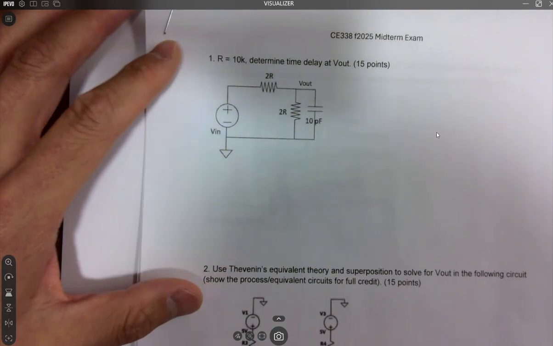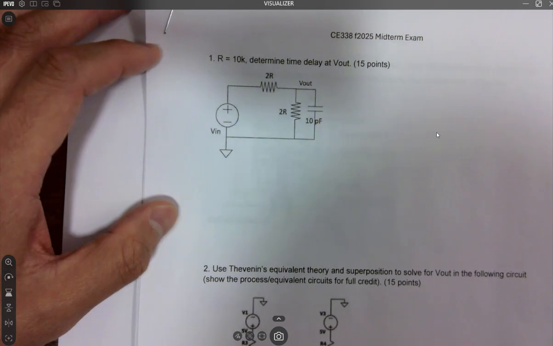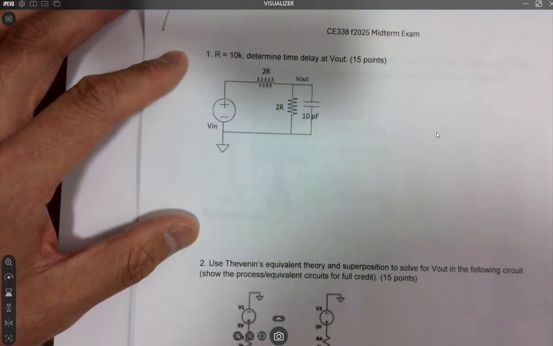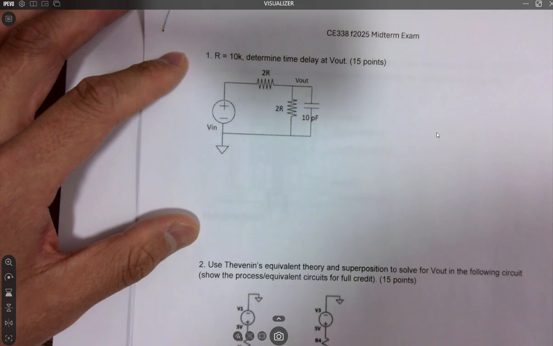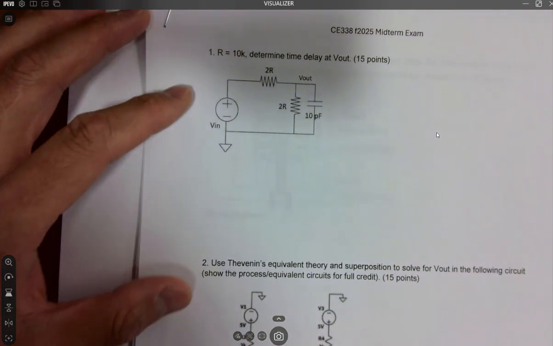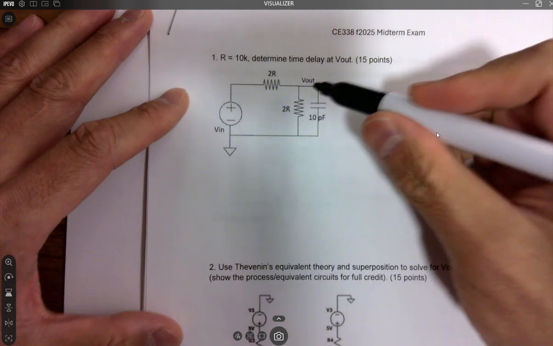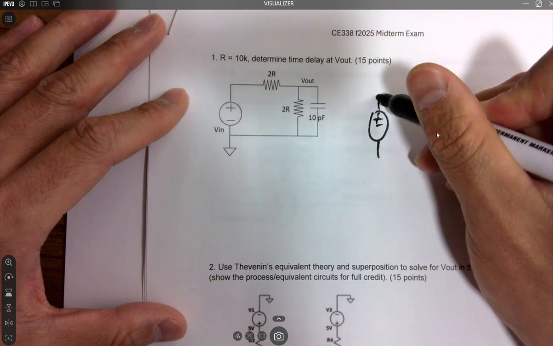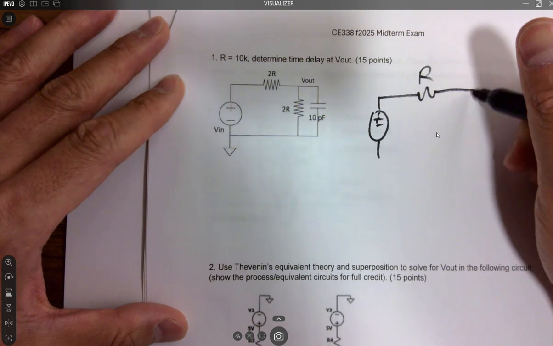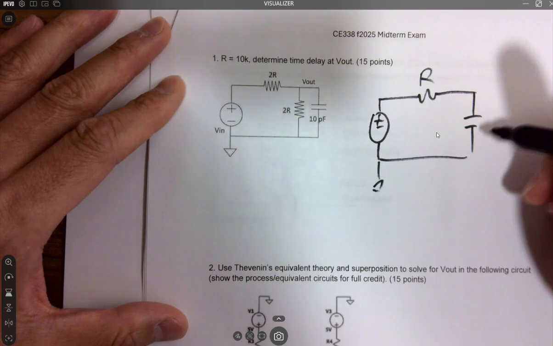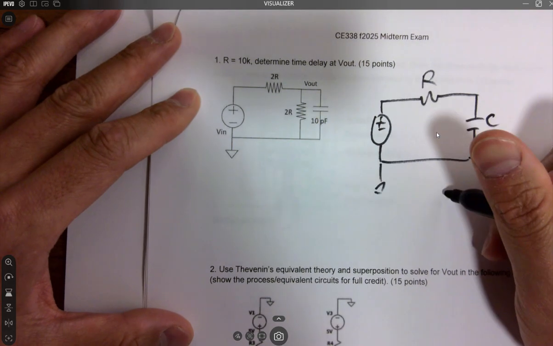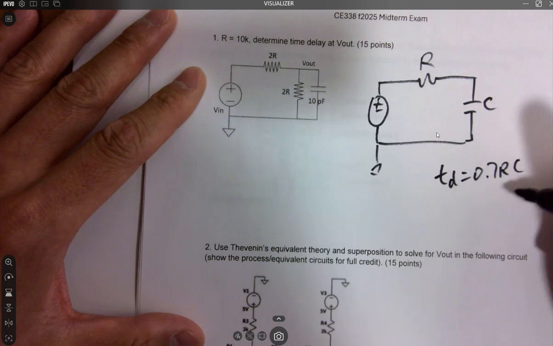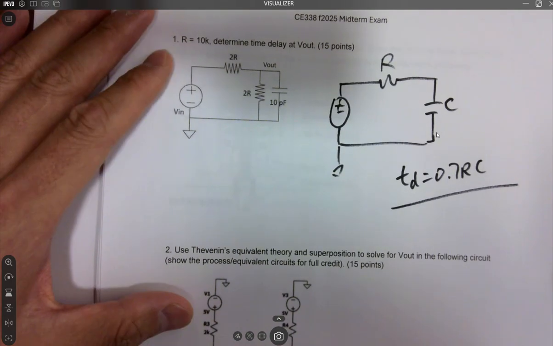All right, some feedback on the midterm exam. The first one, I don't think I see major issues on that, which means 80% of the guys got 100% for the first problem. A Thevenin's equivalent will give you a circuit like this, and only one R here, and then the cap. So it's a very simple RC circuit. So time delay is going to be 0.7 RC. Okay, we have done this for 3 times at least.